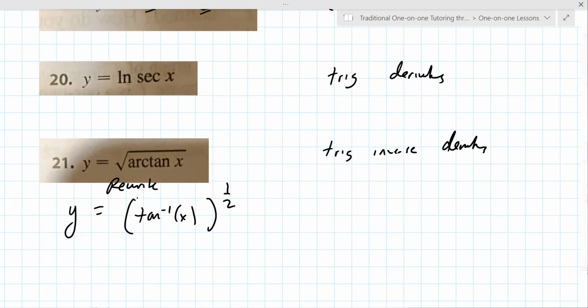Is the derivative of secant secant tangent? Yes. But cosecant is negative cosecant cotangent. So I've got to remember all this stuff.